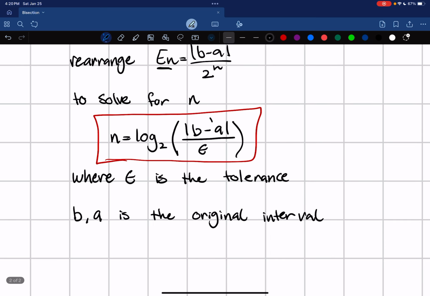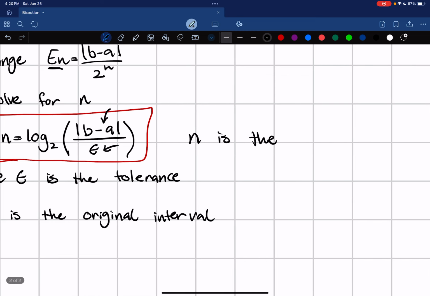Once you plug in your original interval and you plug in your tolerance you're willing to accept, that will tell you how many, the minimum, so here I'll write it to the side actually, n is the minimum. That would be the minimum. Would it be the minimum? I feel like that would be the maximum. Actually, yeah, this is the max. Whoops. This would be the maximum number of iterations to reach your tolerance.